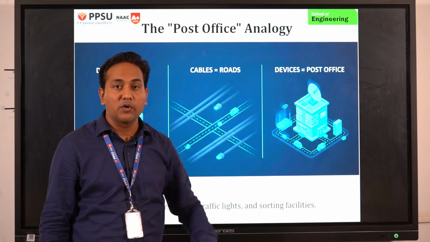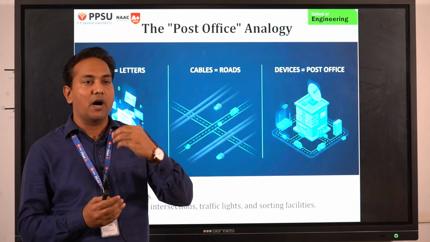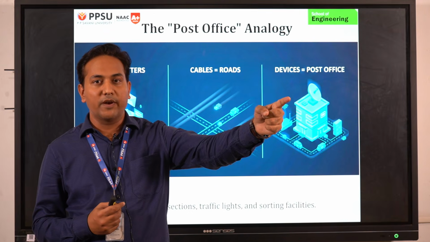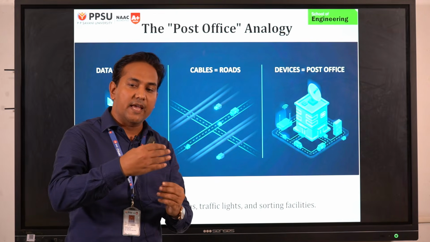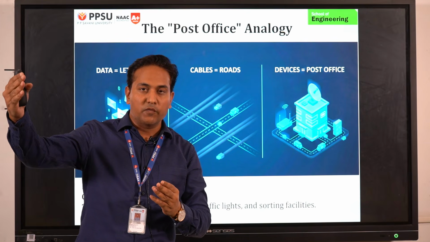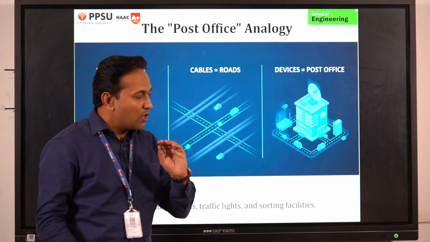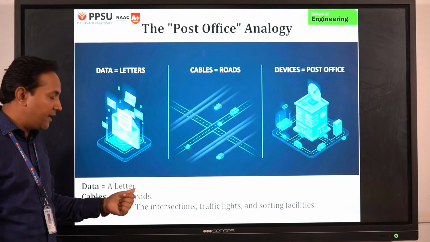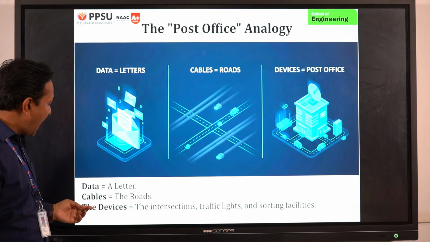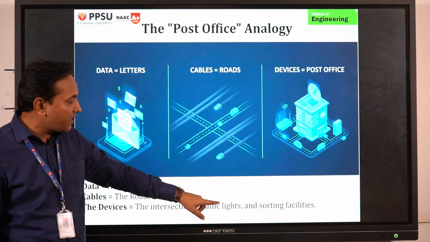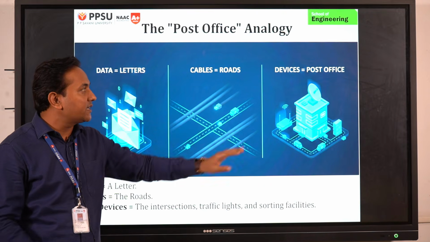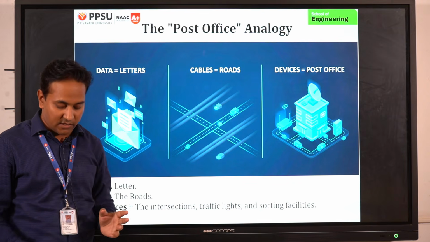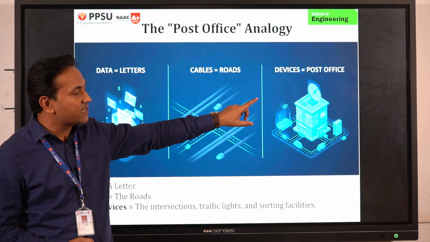Equivalent means the post office, because whenever we want to send a letter from our home to our friend's home, it won't go directly from my home to my friend's home. It will go to the nearest post office, then the next city post office, then it will be delivered to the destination. So with the post office analogy, data is equivalent to the letter, cable to the roads, and the devices to the interconnections, traffic lights and the sorting facility. With this easy analogy, we can understand data communication. Now in this lecture we are going to discuss the devices only.